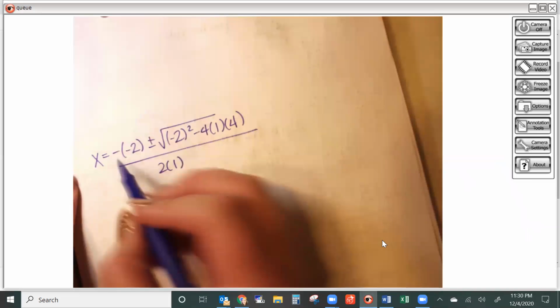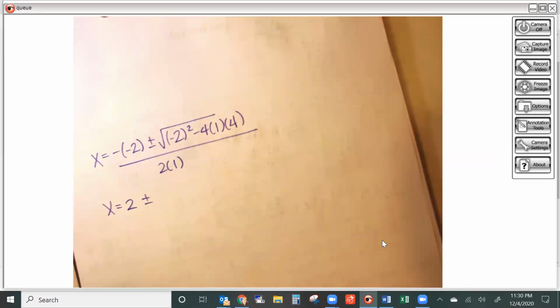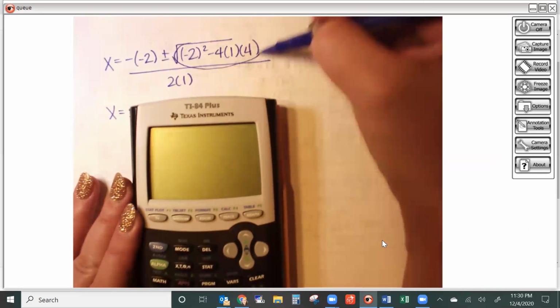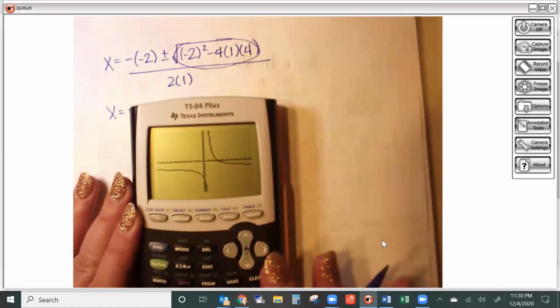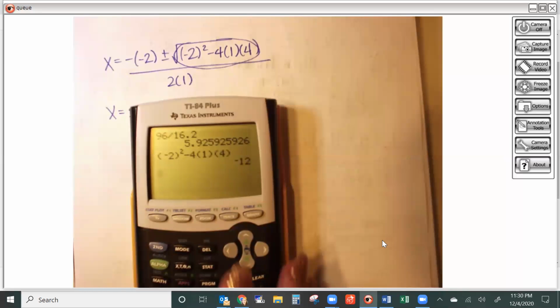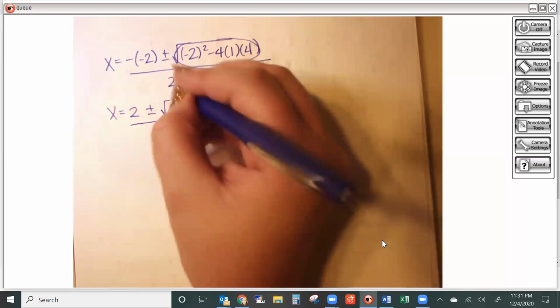So I'd have -2 is +2. Then I'm going to type that entire little chunk of numbers into my calculator. Just this, though, not the square root. So -2 squared minus 4 times 1 times 4. I get -12 over 2.